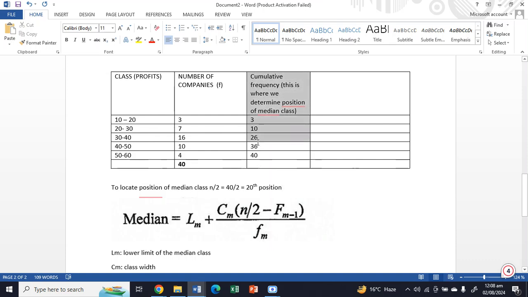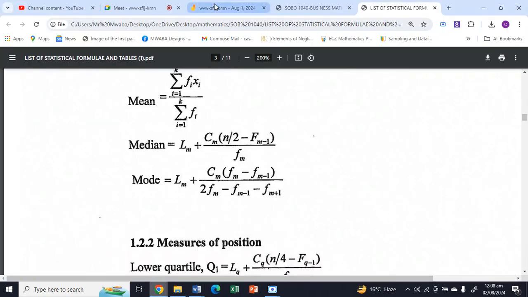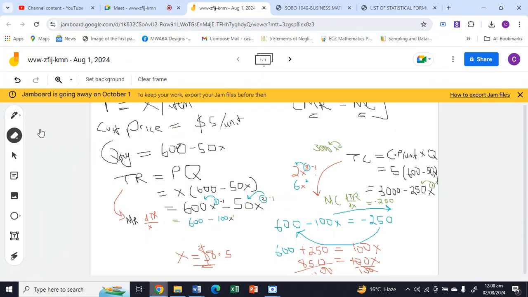So this cumulative frequency, think of it like a number line. Let me illustrate it here.